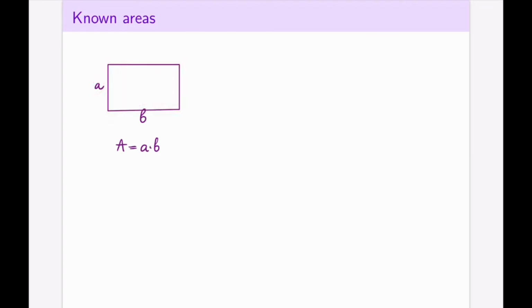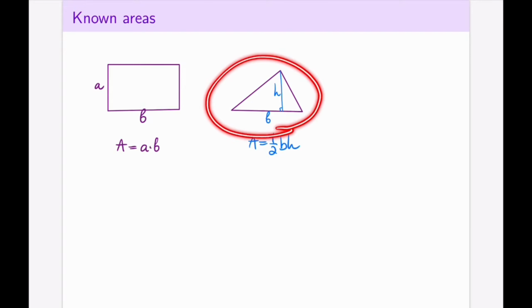The next simplest shape is likely going to be a triangle. The formula that we are all probably quite familiar with is half base times height, where the base is one side and the height is a perpendicular dropped from the opposite vertex. These two formulas and these two areas are in fact very related. To see that clearer, we can place this triangle inside a bigger rectangle.